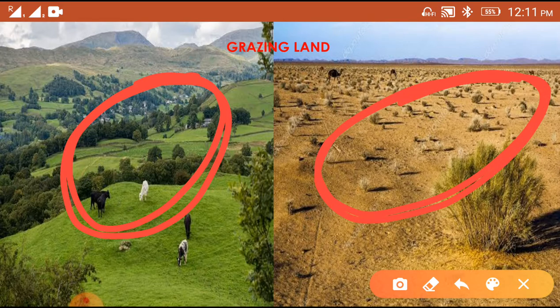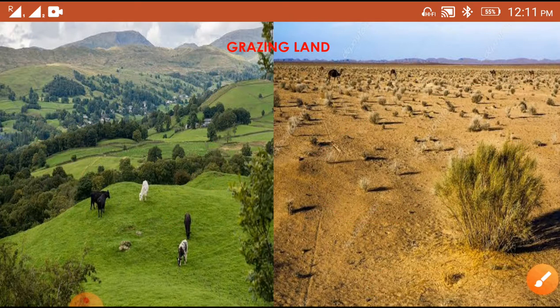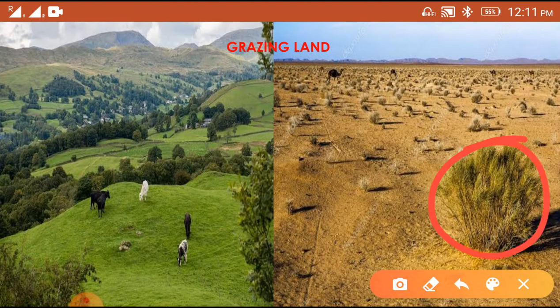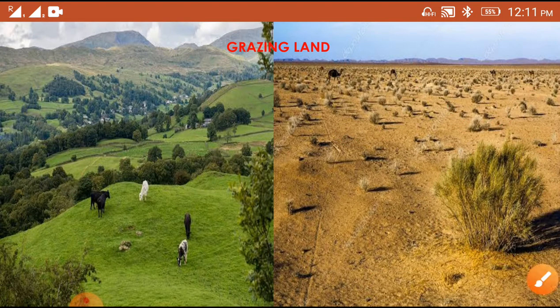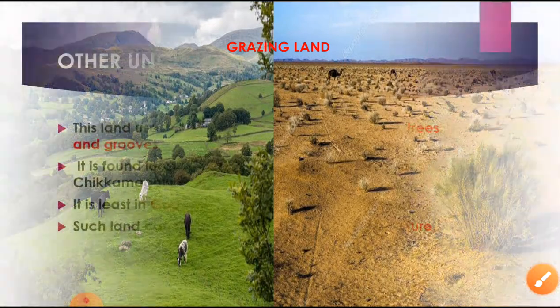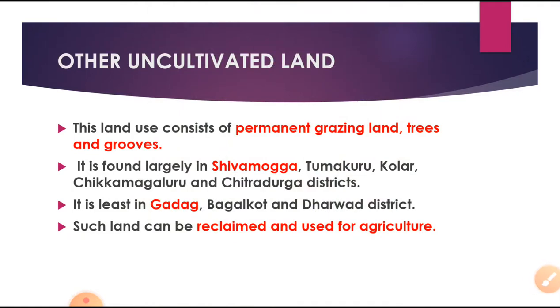So here you can see trees, a number of trees. So groves. What is groves? Groves means this type of structure called groves, or in Kannada it's called sanna podegalu. So this type of land should be less for the development of the state, because in this type of land we cannot expect any developmental works, we cannot produce anything.